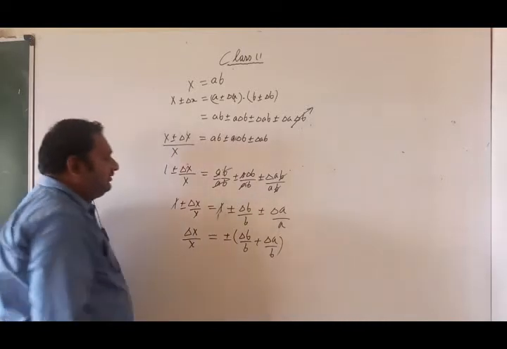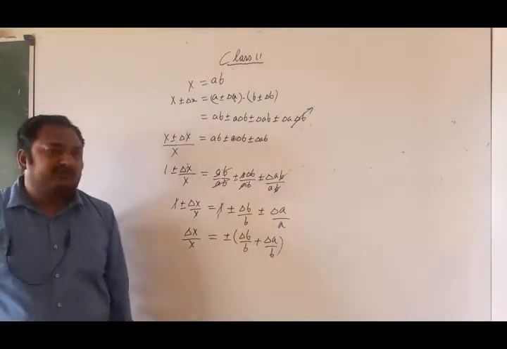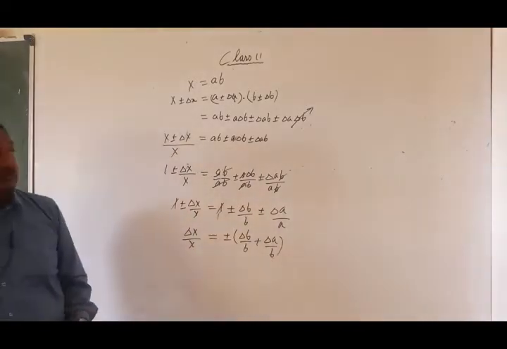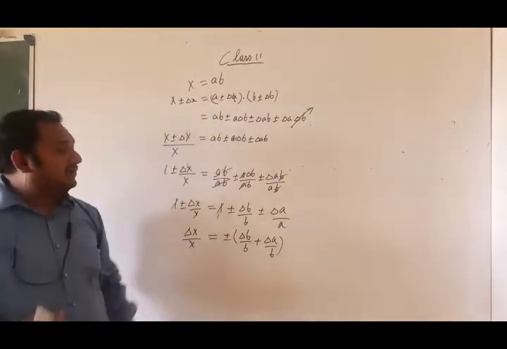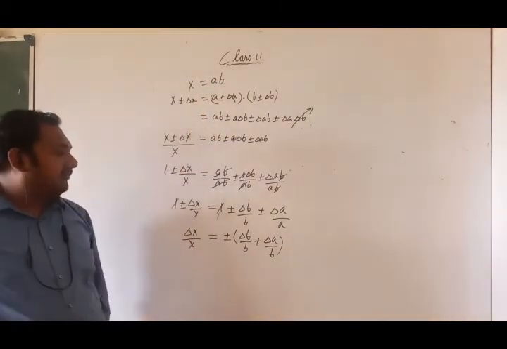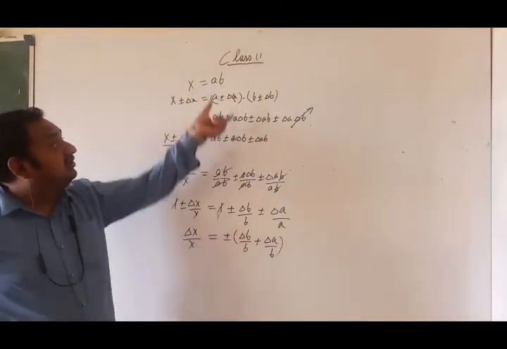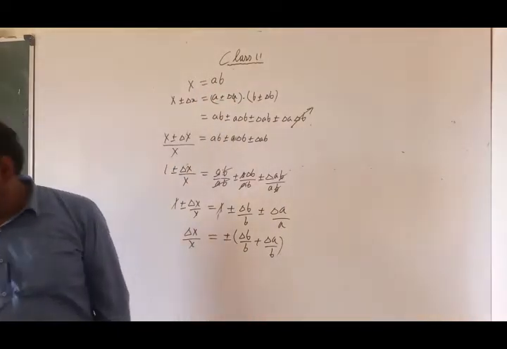So a very interesting result comes out here. Whenever we take a product of the two measurable quantities A and B, the maximum relative error is the relative error of the individual multiplier. It is a rule.